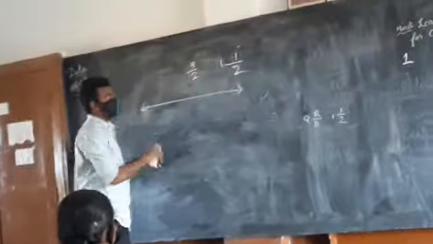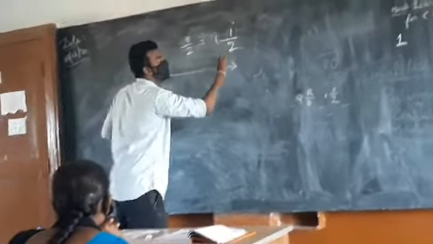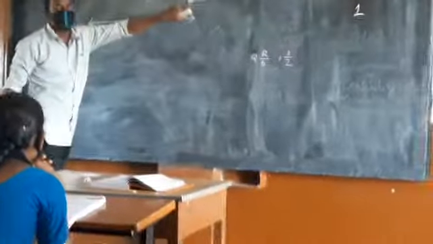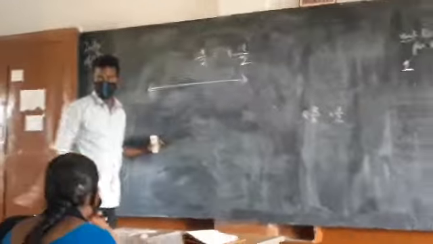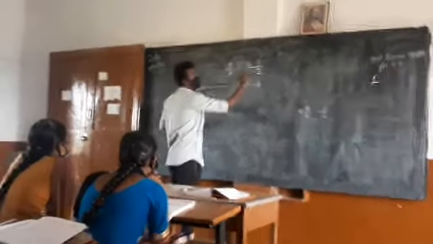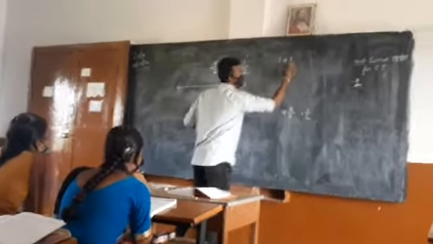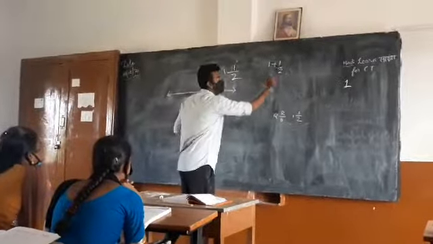So 3 by 2 equals 1 1 by 2. This will be more useful. Even though both are the same, this representation will make things a little easier compared to that representation. 1 1 by 2 is nothing but 1 plus 1 by 2.